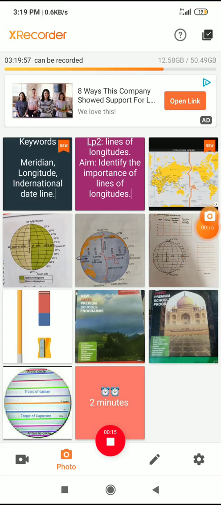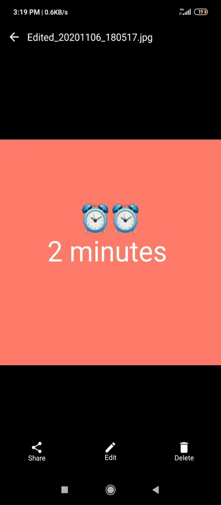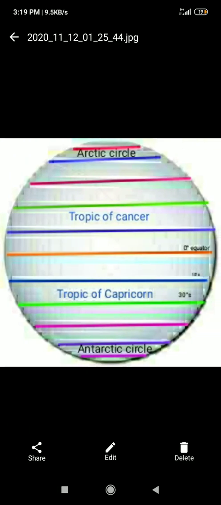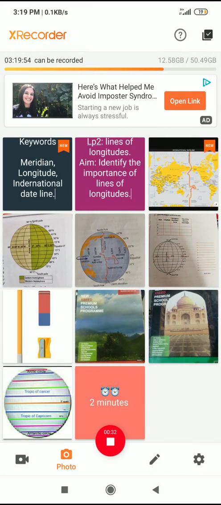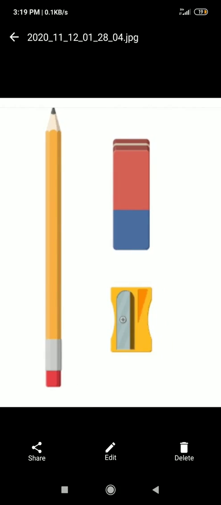Before we start, students, take 2 minutes and get ready. In LP1 you have done a model on a ball or on a paper plate, or you have drawn it on a paper sheet. No problem, take that one. Pencil, eraser, sharpener, volume 2, content book, get all these things ready.